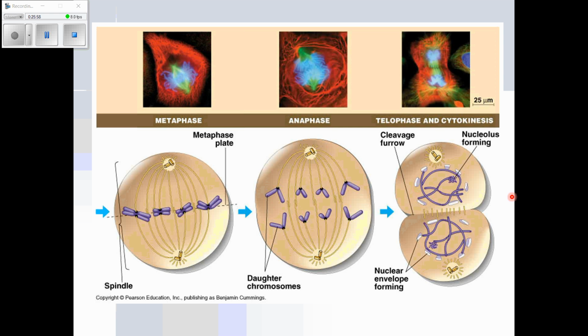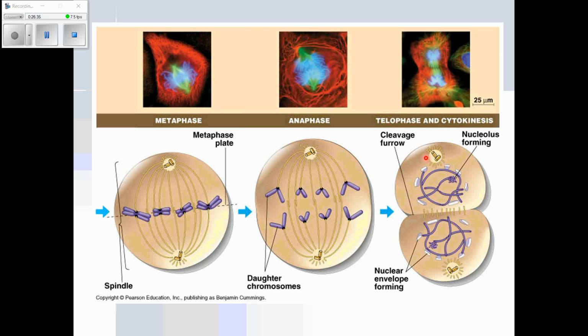Okay, after anaphase comes telophase, and many of the events that happen during telophase are the opposite of what happens in prophase. So in prophase, the spindle fibers formed. In telophase, the spindle fibers are breaking apart and disappearing. They've already done their job. The job of the spindle fibers was to pull the chromosome copies apart, and that's already happened. So spindle fibers are breaking down in telophase.